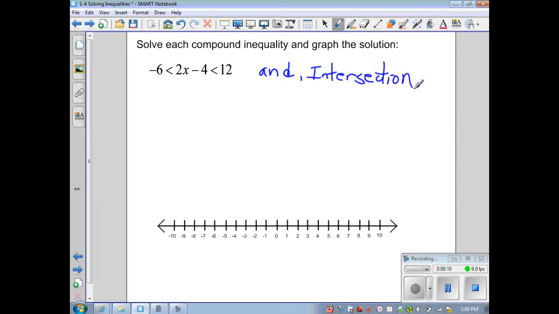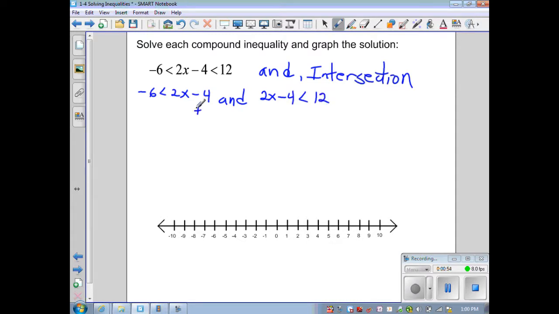Therefore, the values for x must be shared between both inequalities when I break them up. So let's separate the inequalities. This is -6 is less than 2x minus 4, and 2x minus 4 is less than 12. Then I solve each inequality separately.